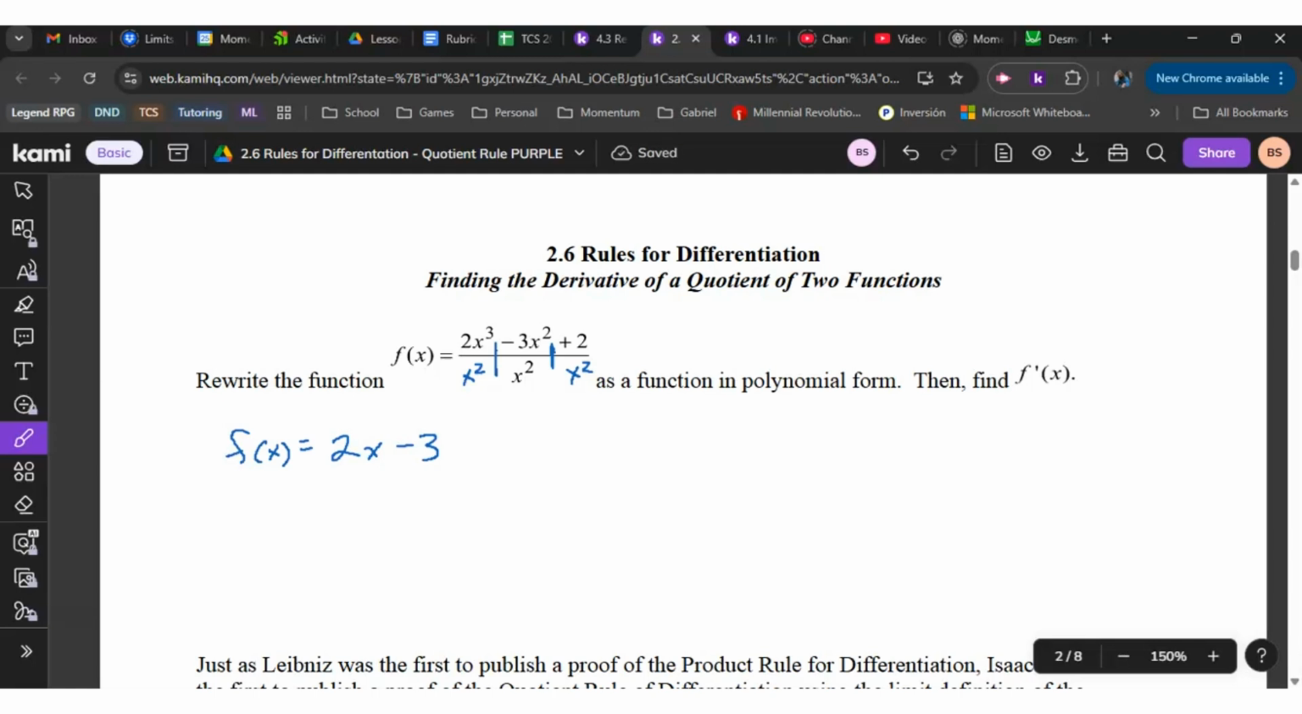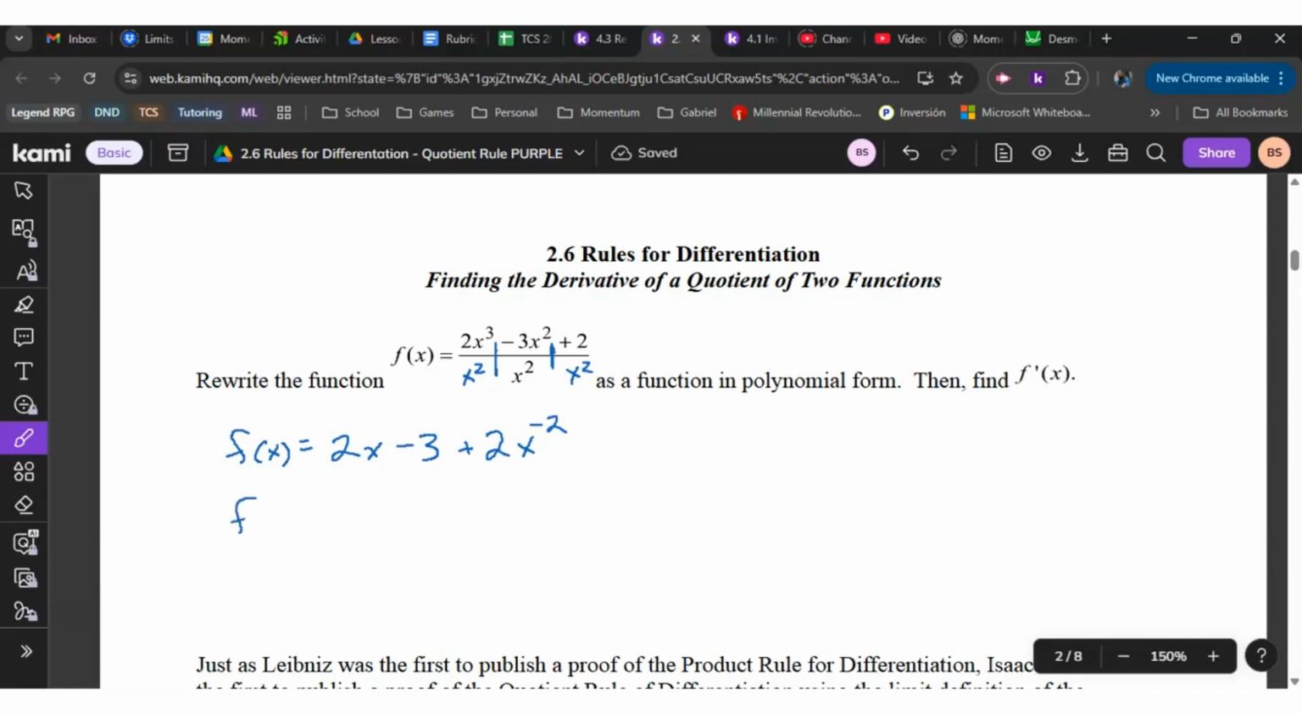And then this one is like 2 over x squared. So remember, this is where we use that exponent trick or exponent laws, and we write it as x to the negative 2, right? Cross the line, flip the sign. You guys remember that? Yeah? Good. So now it looks like a polynomial.